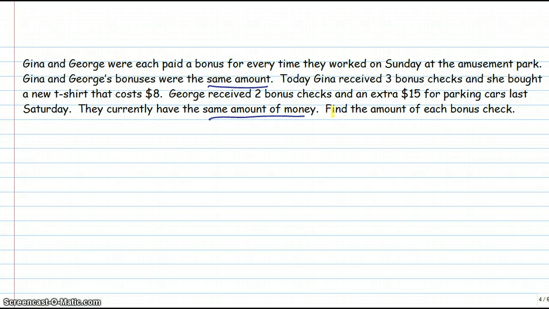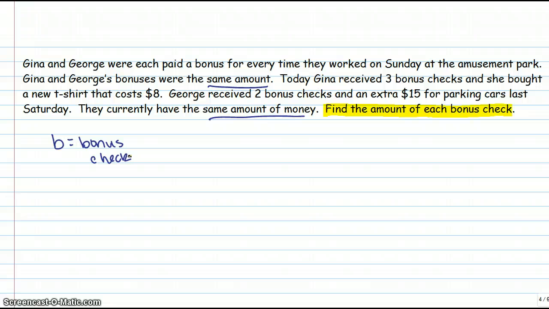Alright, so the question is, find the amount of each bonus check. So we could make our variable the bonus check. So let's let B equal the bonus check. Now the first sentence, basically the only thing important there is that their bonuses were the same amount. So you can use the B for both Gina and George.